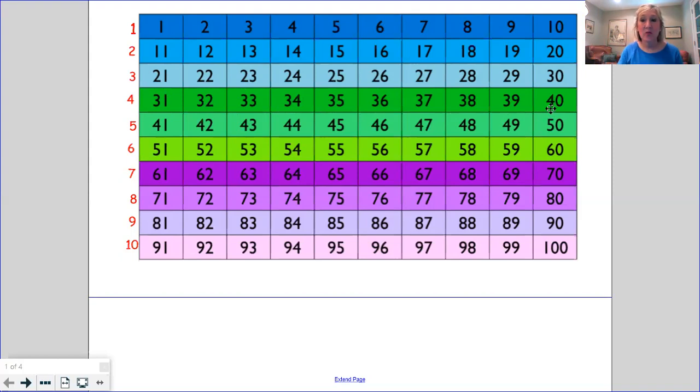So this number has 4 tens. And in the light green row, every number has 4 groups of 10, except for the very last box. And that starts the row of 5 groups of tens. So that can help you when you're looking for numbers in the hundreds chart.